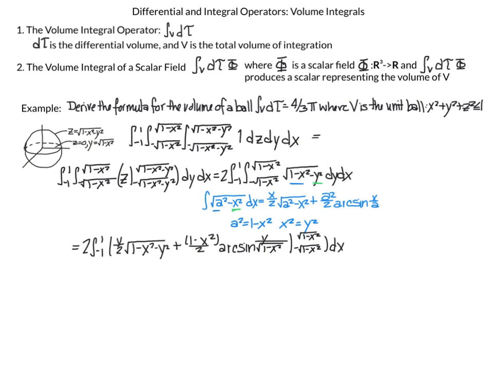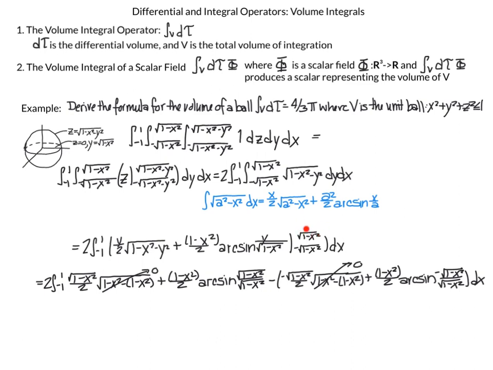And so now I bring out my 2. I have my limits of integration, -1 to 1, that stay, but I'm integrating this. So I have x over 2. Remember, my x is equal to y. That sounds funny, but yeah, so it's y over 2 square root of a squared minus x squared again, plus a squared, which is 1 minus x squared, over 2, and then arc sine of x, which is y, over a, which is the square root of 1 minus x squared. And I plug in my limits of integration.